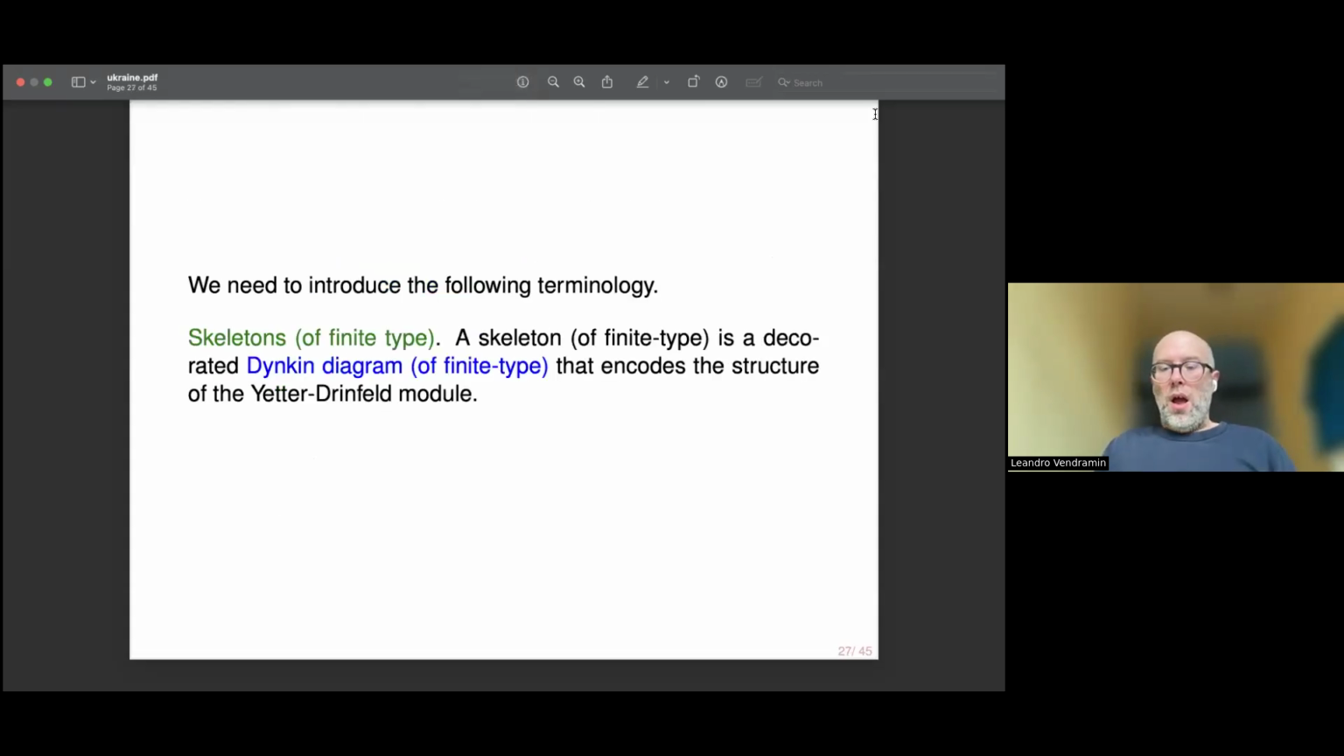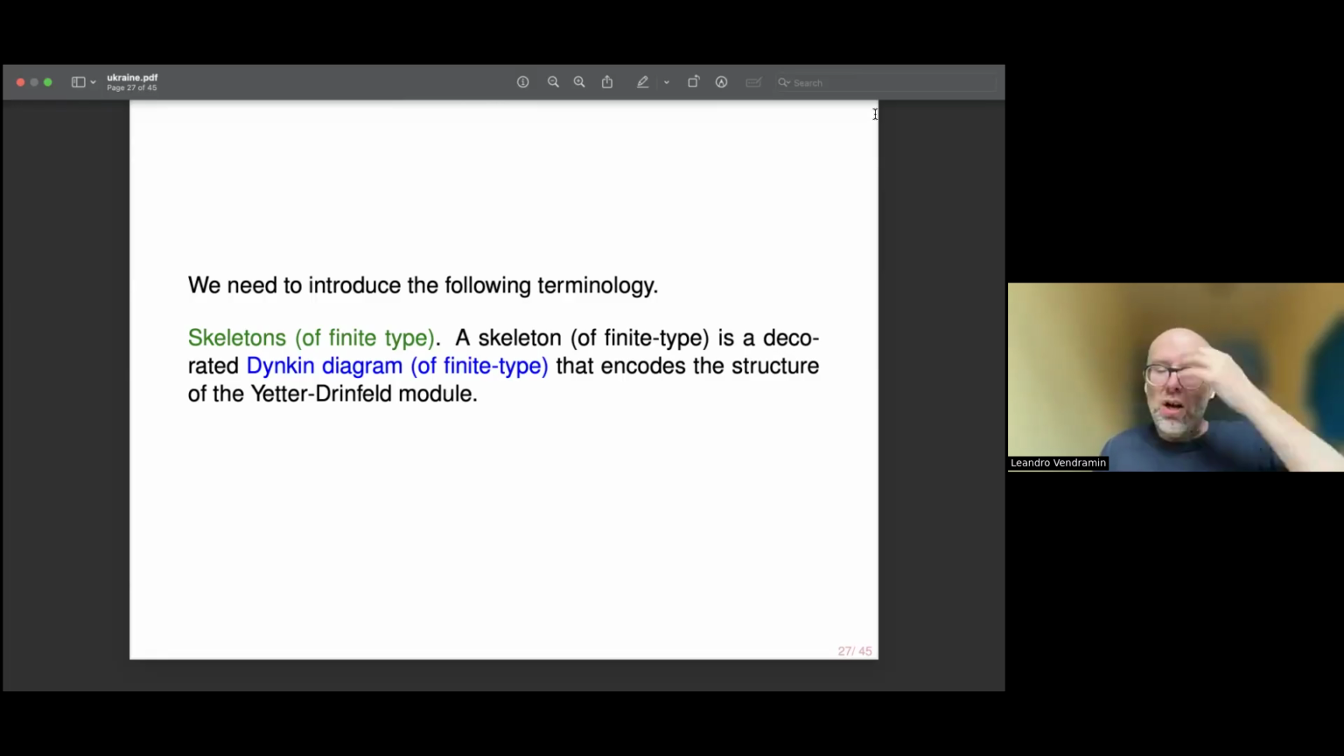And then we need some way to put the structure of the modules that we will get in the classification into some efficient way, right? Like some efficient way to codify the information of the modules. And we are going to do this. What we are going to do is to put this information in Dynkin diagrams.